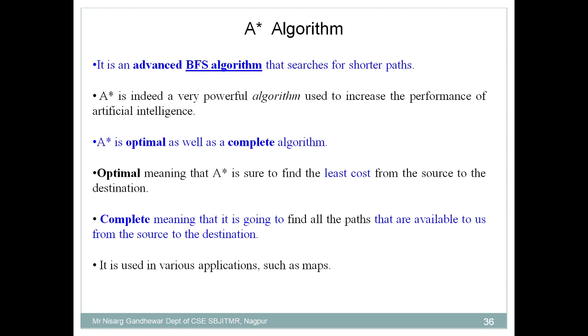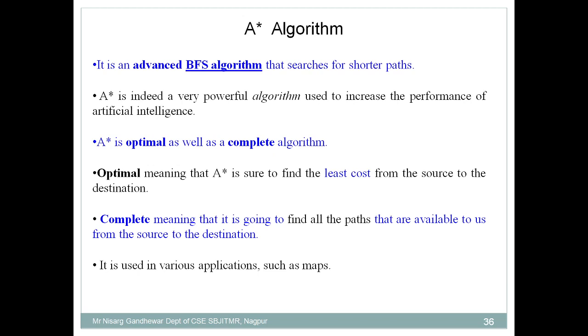A-star is an advanced version of BFS, you can say, and what is the use of this algorithm? It is used to find the minimum cost path from source to destination. So it is a very powerful algorithm used to increase the performance of artificial intelligence. We can say that A-star is optimal as well as complete.